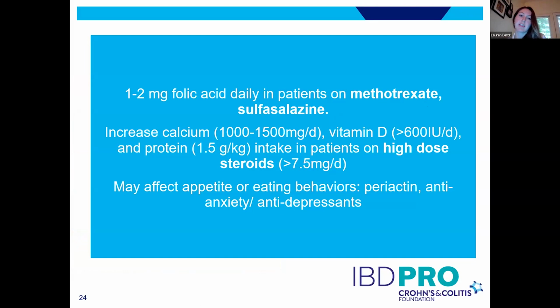And then I'm also considering medications that may affect patient's appetite, including periactin, an appetite stimulant, which can make patients have a larger appetite. And then even sometimes anti-anxiety or antidepressants will affect a patient's eating behaviors. And if they are someone that has been really anxious and their anxiety has kind of limited their intake, I can sometimes see that starting these antidepressants or anti-anxiety medications can help with the eating.